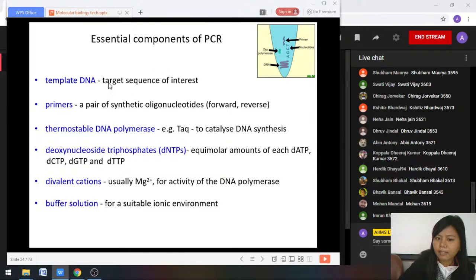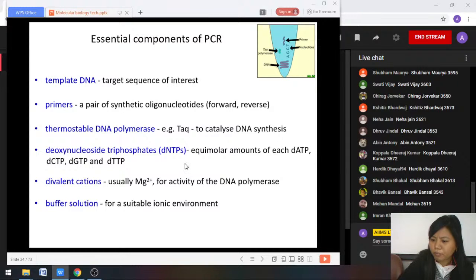You have your target sequence of interest, which we are calling template DNA. You have the primers, which are nothing but synthetic oligonucleotides, that short DNA sequences. There are 2 primers which are used. One is forward, other is reverse. You have thermostable DNA polymerase, which is catalyzing the DNA synthesis. It is one of the most crucial enzymes which has been used, which we'll talk in detail.